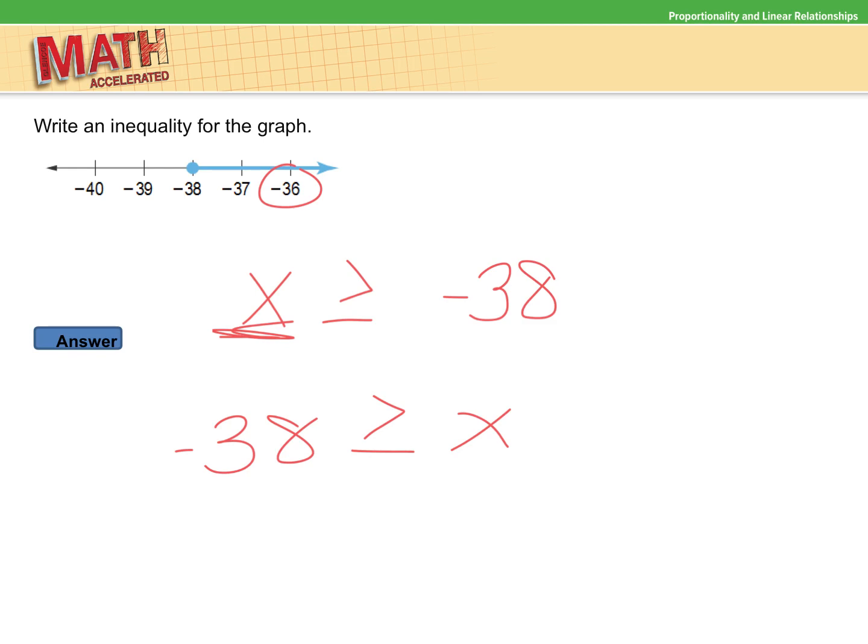Tomorrow, we're getting into solving inequalities. Just like we solved equations, we're going to solve inequalities. But we want to get the graphing part down before we do that.